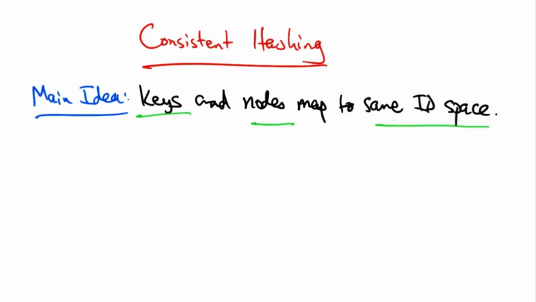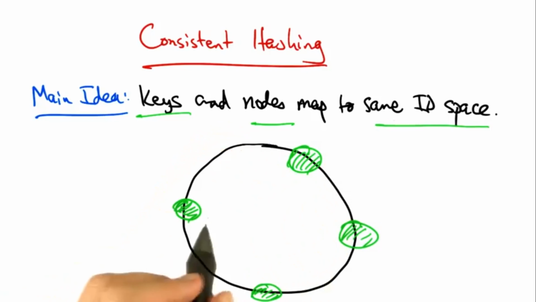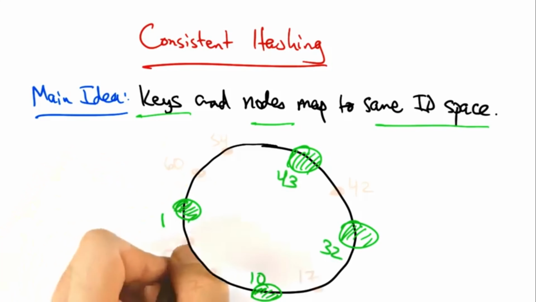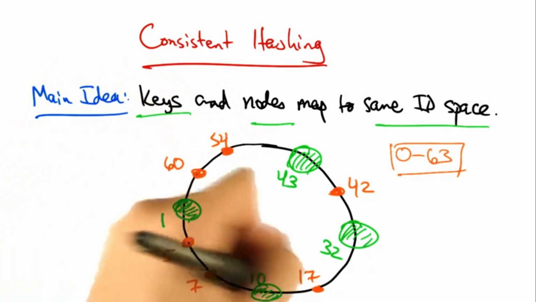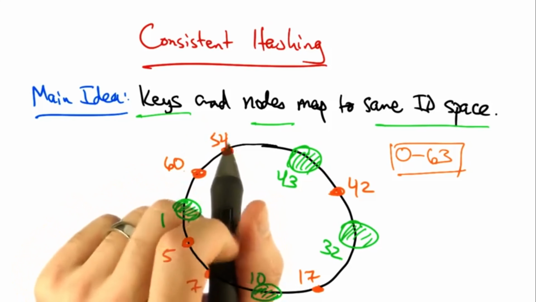So what we're going to do is create a metric space, such as a ring, and we'll put nodes on this ring, and the idea is that these nodes each have some ID. Now the keys should also map to the ID space. So in this case, just for the sake of example, let's suppose that we have a 6-bit ID space. So IDs might range from 0 to 63. Now you can see that the nodes have IDs, and the keys also have IDs in the same space.